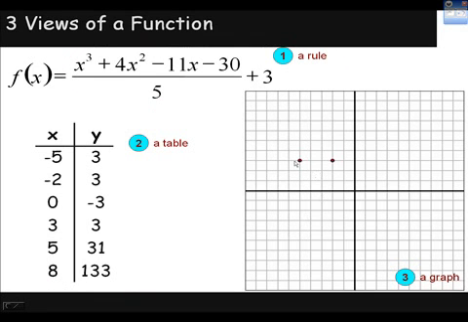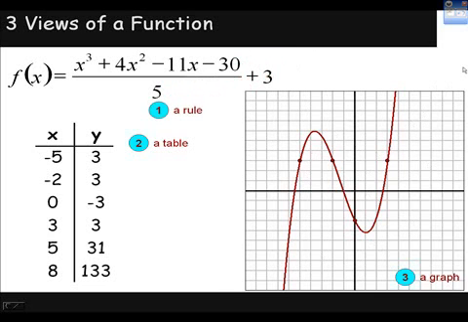If we're going to get the graph, we're just going to start plotting points. So here's negative 5, 3, negative 5 up 3. Here's negative 2, 3, negative 2 up 3. 0, negative 3 is down here. 3, 3. 5, 31 we can't see. And 8, 33 we can't see. And then the graph, if we plotted all the points, they would follow this path. So every function has three views. We've got the rule, we've got the table, and we've got the graph.